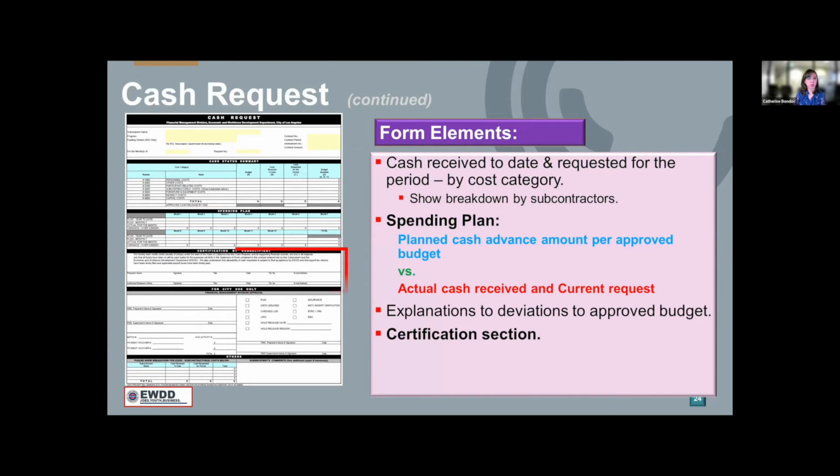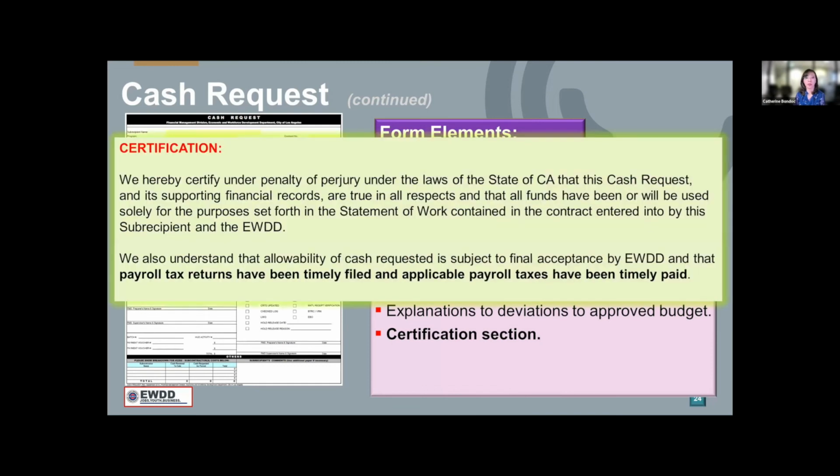This is where I want to call your attention on the certification. Sometimes for you guys, it becomes so automatic that you sign the preparer and the authorized officer. You're not even aware of what you're signing for. This is what it says. Okay. And I want to remind you that you are certifying that you've done this. Okay. No delinquent payroll tax returns is also part of what you're certifying.